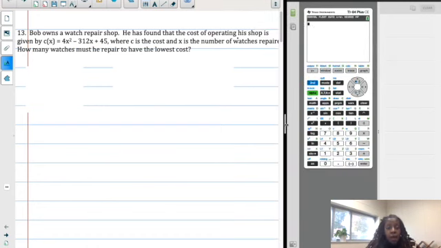All right, Bob owns a watch repair shop. He has found that the cost of operating his shop is given by C of x equals 4x squared minus 312x plus 45, where C is the cost and x is the number of watches repaired. How many watches must he repair to have the lowest cost?